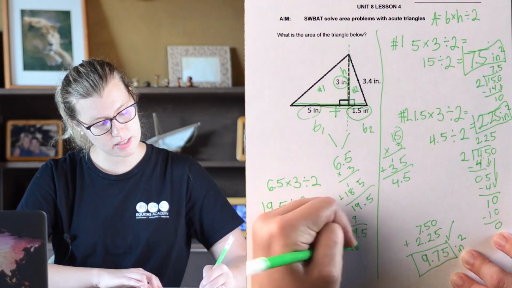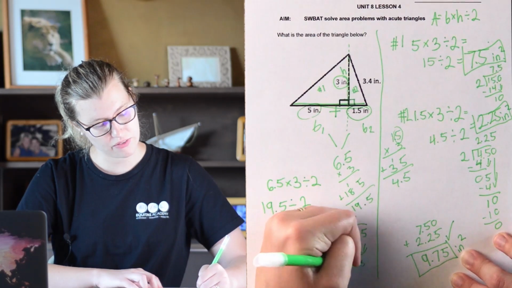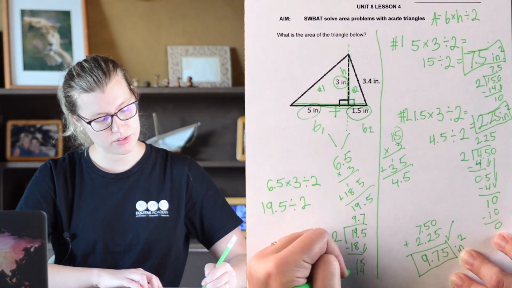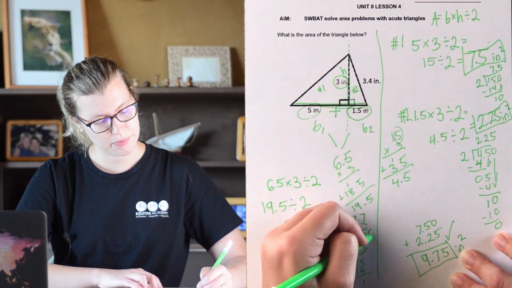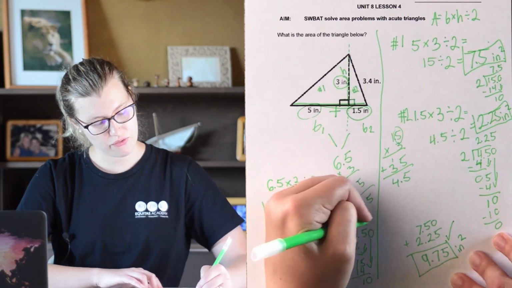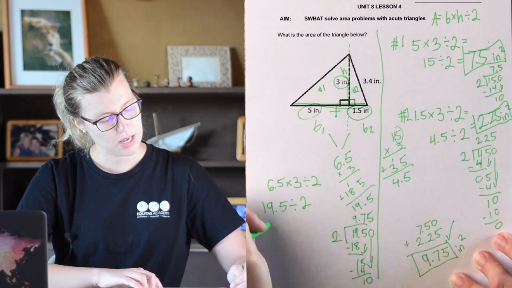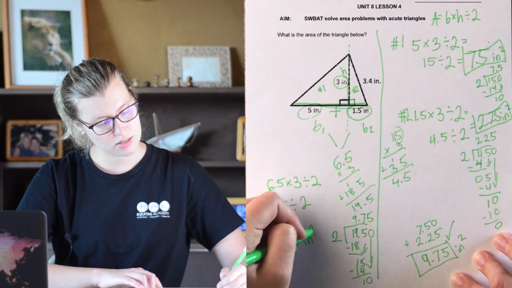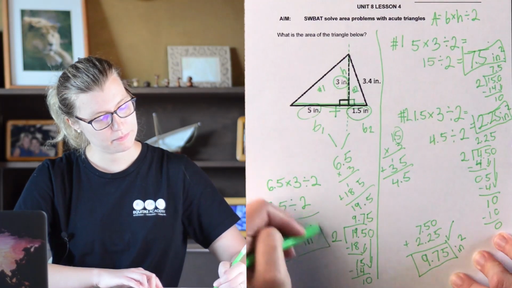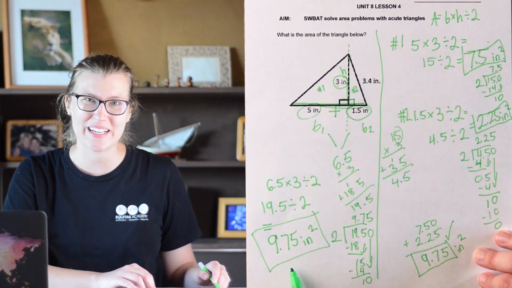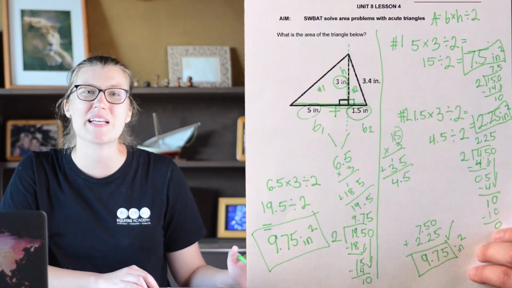9 times 2 is 18. I'm left with 1. Bring down a 5. 2 times 7 is 14, so that's as close as I can get. I'm still left with a 1. Bring down a 0. How many times does 2 go into 10? 5 times. So my area would be 9.75 inches squared. Is that what I got the first time? Yes, but look how much shorter that was. So that's what we're going to be doing today.